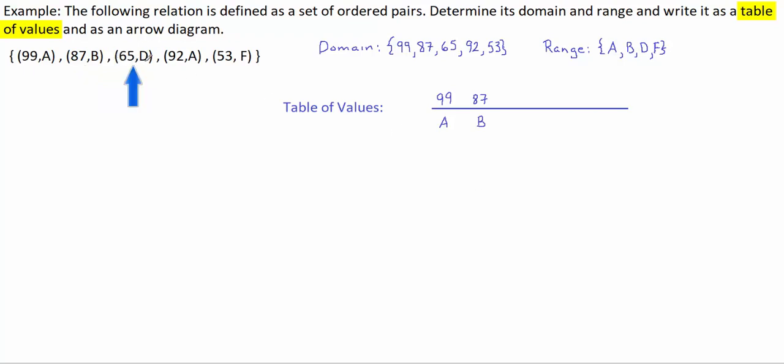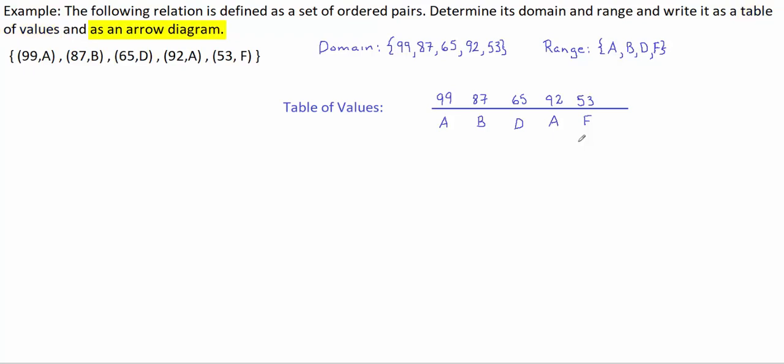We have a pair 65D that associates 65 to D. So we'll put a column with the domain element 65 on the top and the range element D on the bottom. The ordered pair 92A gives us another column, and the ordered pair 53F translates to our fifth and final column. So here is the relation defined here, written as a horizontal table of values.